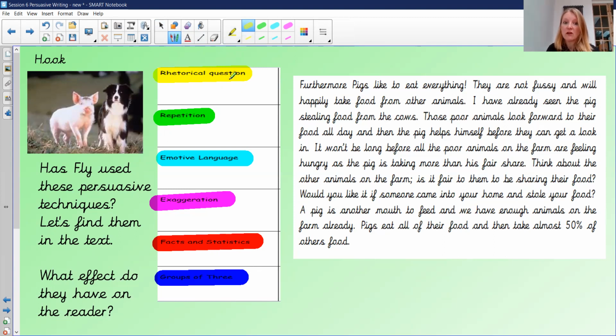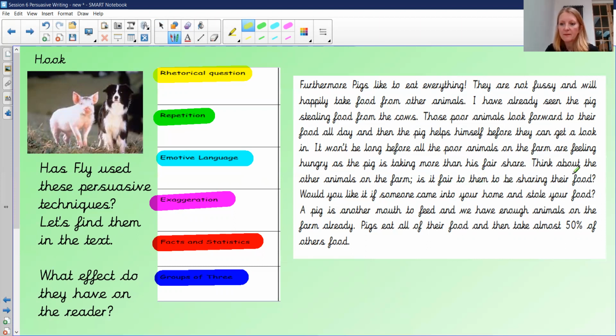So can I find a rhetorical question? Well, the clue for a rhetorical question, I'm going to be looking for a question mark. So let's have a look through. Is that a question mark there? No, that's an exclamation mark. Let's have a look through. I've got one here. Is it fair to them to be sharing their food? And here's another one. Would you like it if someone came into your home and stole your food? So I've got 2 rhetorical questions.